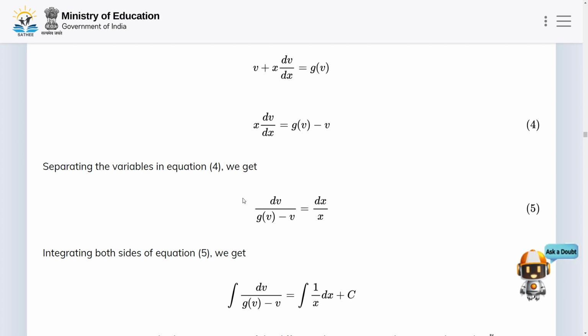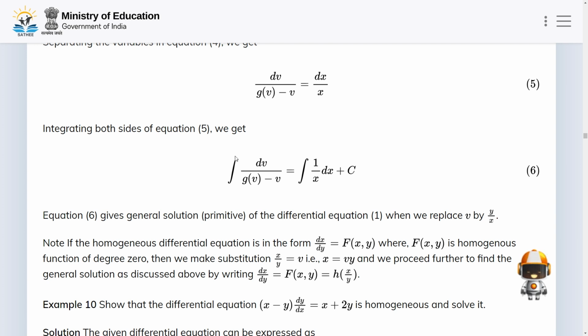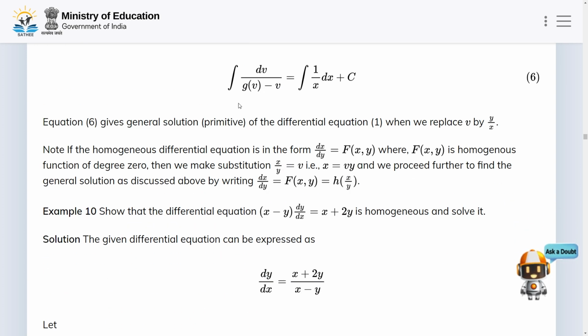Okay, so just integrate both sides. You will get what? This will be, as you know, just log mod x plus some constant, and according to this you will get your left hand side. Okay, I hope it is clear to you. So after getting the general solution, replace your v by y by x. Okay, I hope it is clear to you.